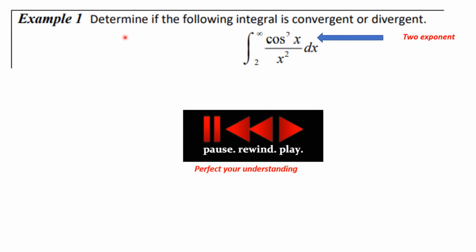Here's a problem for you to do then, using that test. Determine if the following integral is convergent or divergent. And this is the integral from 2 to infinity of cosine squared of 2x divided by x squared dx. I guess all the numbers in this problem except for infinity are 2's. So anyway, you know what to do. Let's see how you did.